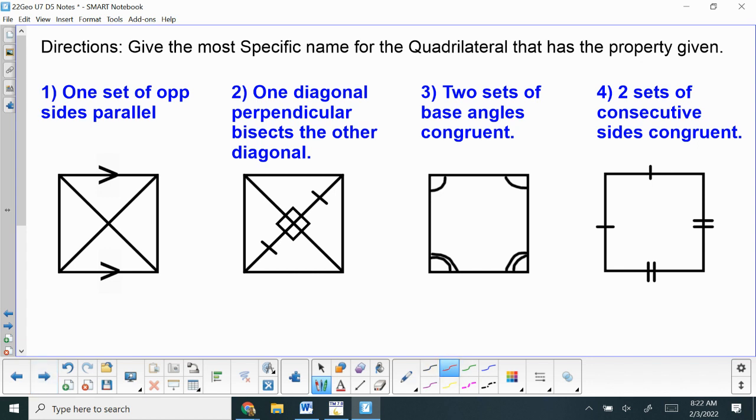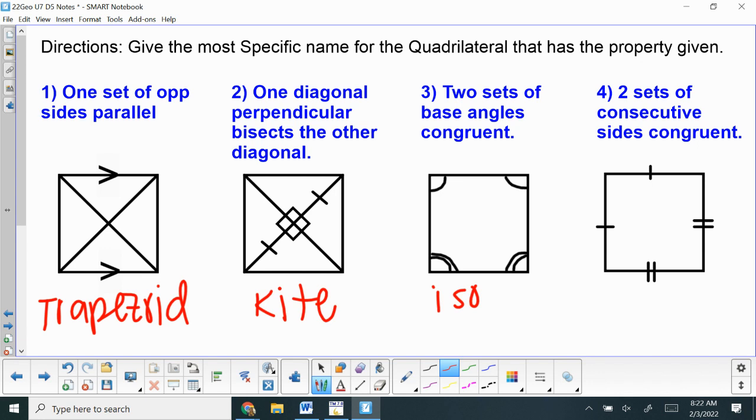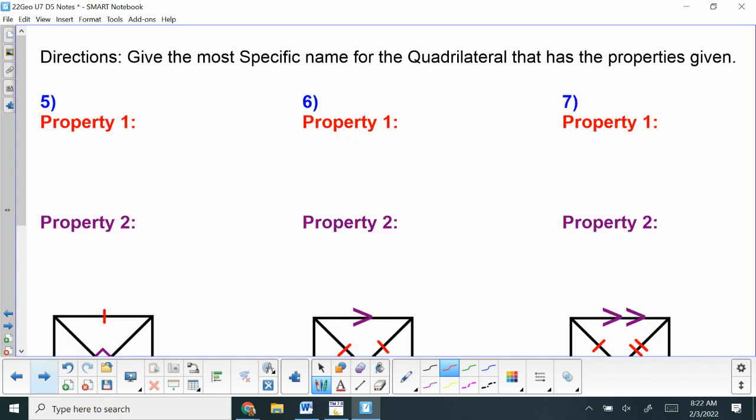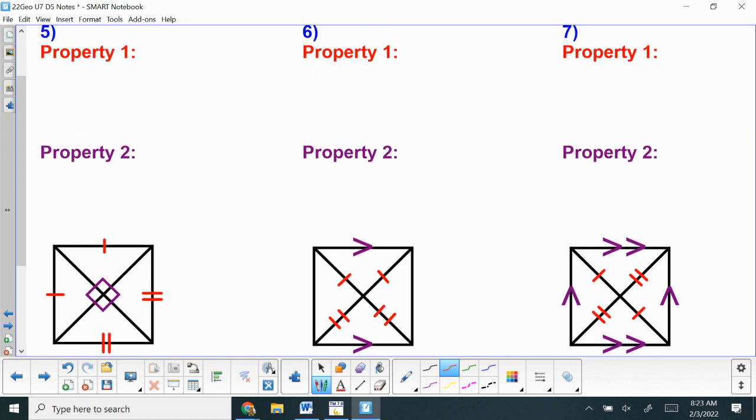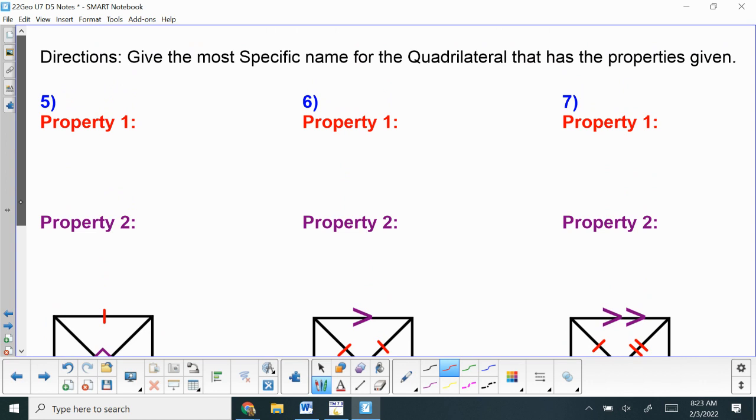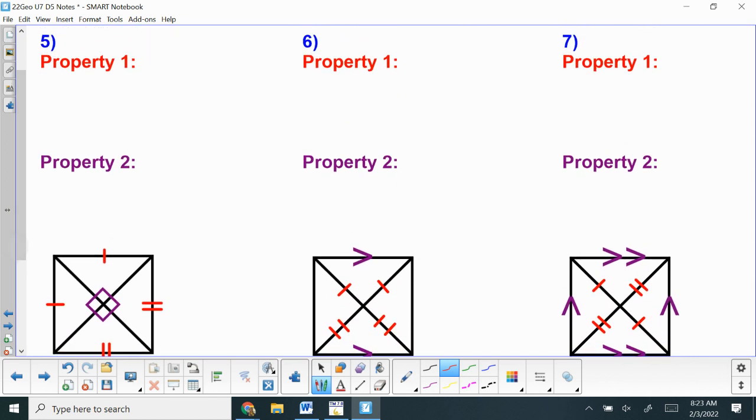Right. We have one set of parallel sides, that's a trapezoid. One diagonal perpendicular bisects the other diagonal, that's a kite. Two sets of base angles congruent, that's an isosceles trapezoid. And then two sets of consecutive sides congruent, that's a kite. Now we have multiple properties. So we're going to name the red property, then the purple, and then put it all together for the most specific quadrilateral, with both properties put together.